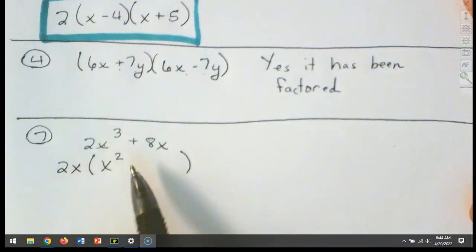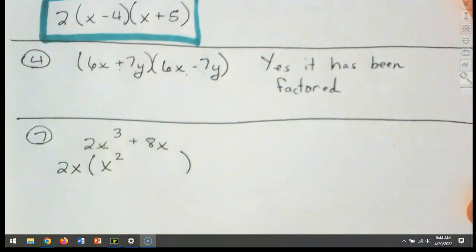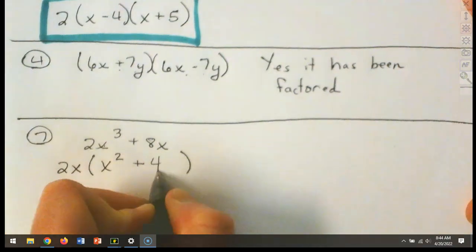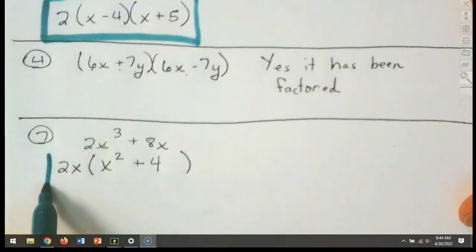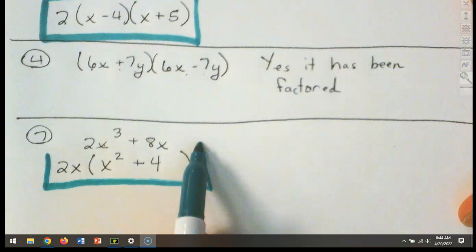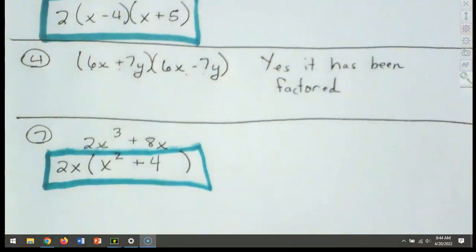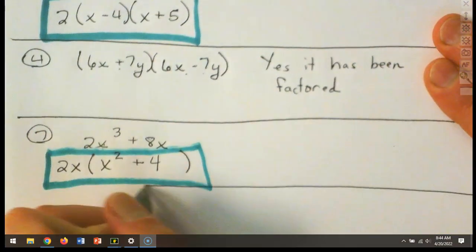What about the next piece? 8 divided by 2, that's a 4. The x comes out. So what's our final finished answer? 2x out in front. And what's inside of our parentheses? X squared plus 4. And that's as far as you can go.